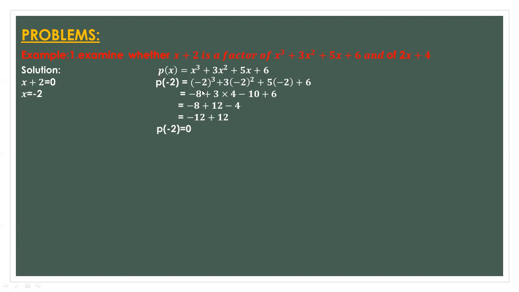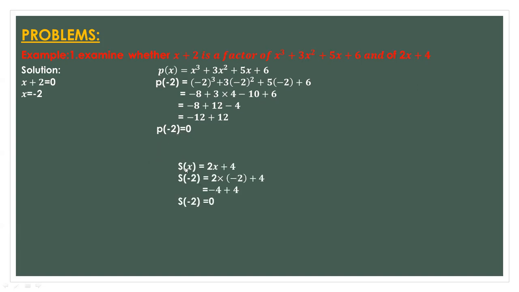Okay, minus 2 whole cube means minus 8, plus 3 into minus 2 whole square means plus 4. Plus into minus, minus 5 2s are 10, plus 6. This is minus 8, plus 4 3s are 12, minus 10 plus 6 becomes minus 4. Then it should become minus 12 plus 12. It should become 0. It means when you substitute in the place of x, then p of minus 2 is equal to 0.